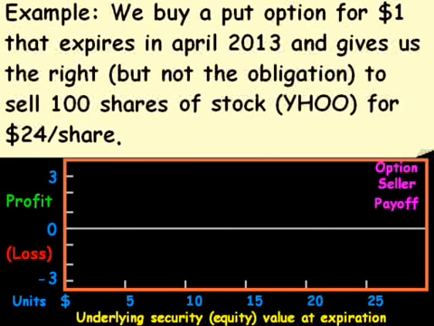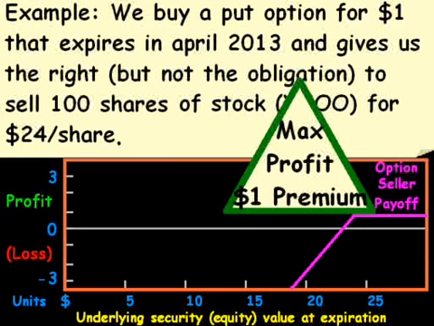Now we are going to take a look at this from the option seller's payoff standpoint, and if you're guessing that it's inverted, you are correct. I will draw a line to that right there. Now, the option seller's payoff is the opposite of what the option buyer's payoff is. In this case, the maximum profit an option seller can earn is the $1 premium paid in this example for the put option.